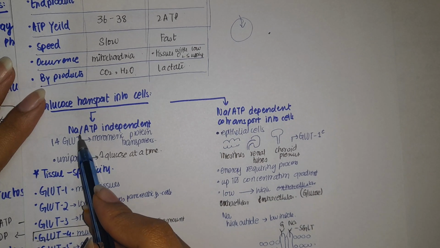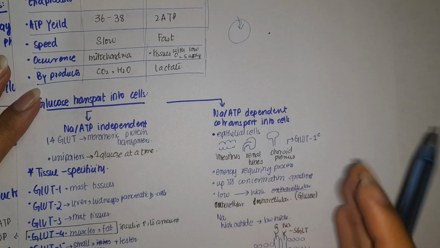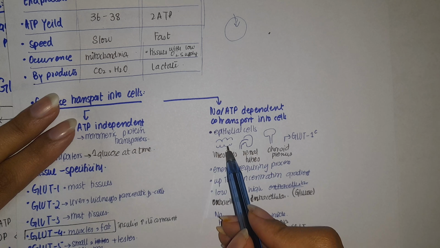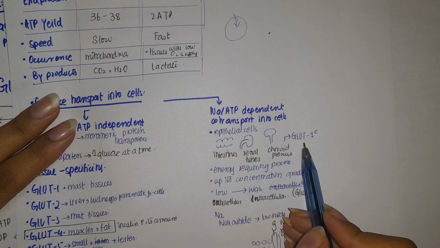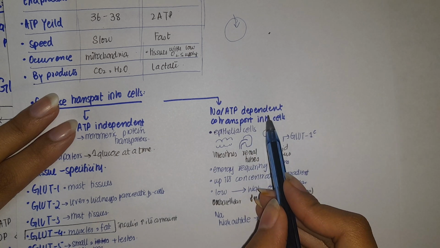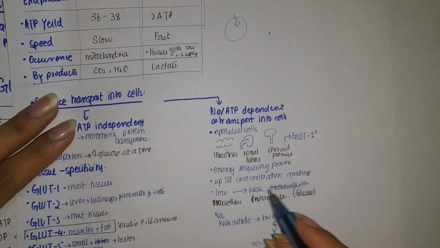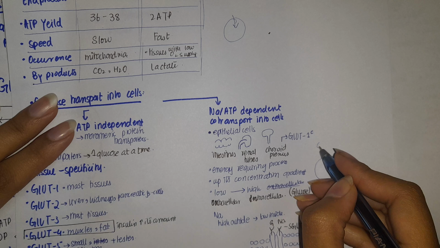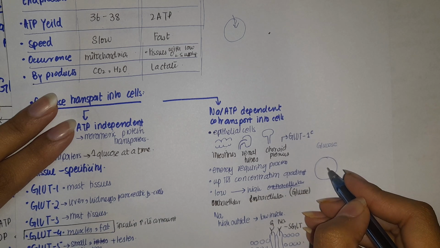It can be sodium ATP independent, or it can be sodium or ATP dependent. Firstly, we will discuss the dependent process, which occurs in the intestinal cells, renal tubular cells, or choroid plexus of the brain, which has the GLUT1C transporter. Now, this sodium ATP dependent co-transport is an energy requiring process. What happens? This is a cell and glucose is outside the cell. So glucose is abundant outside the cell but not inside the cell.